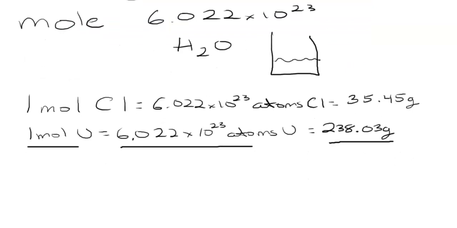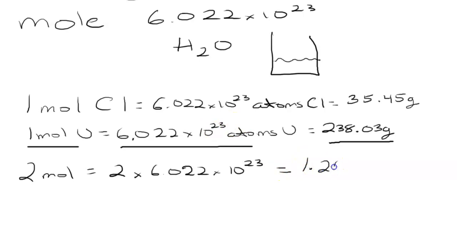Now, sometimes you don't work with full moles, right? Sometimes you might have 2 moles of something. Well, if you have 2 moles of something, it's just 2 times 6.022 times 10 to the 23rd on your calculator. And so if you did that on your calculator, you get 1.204 times 10 to the 24th.